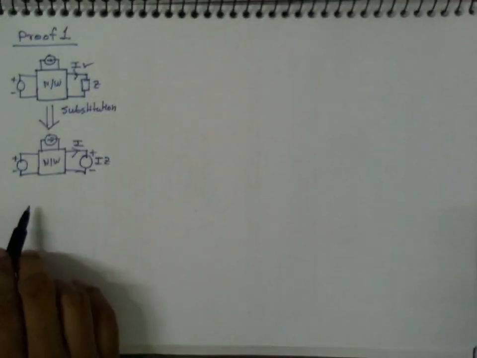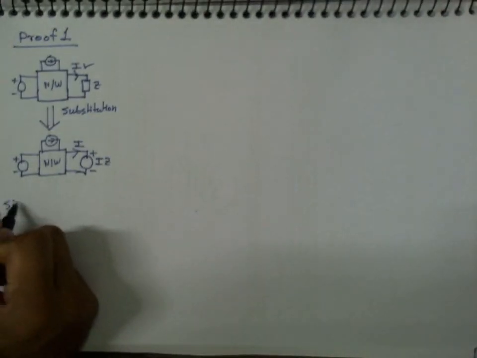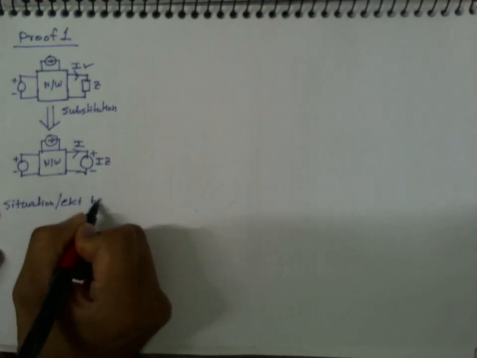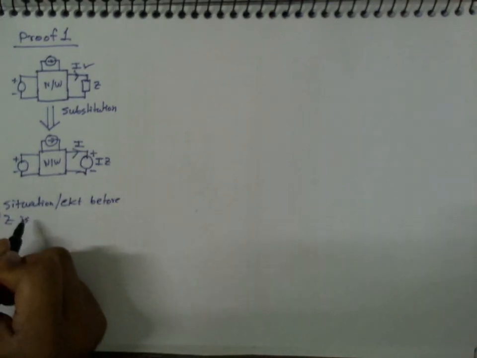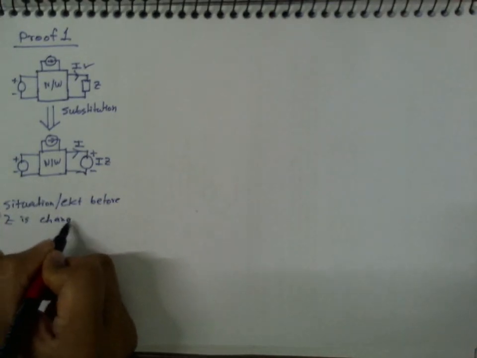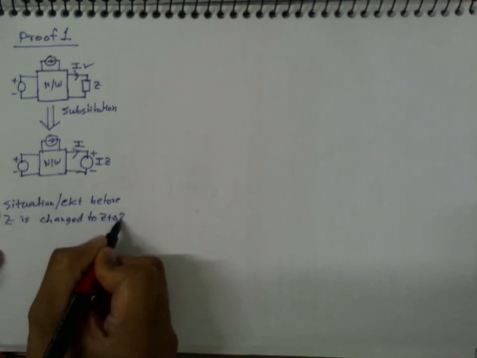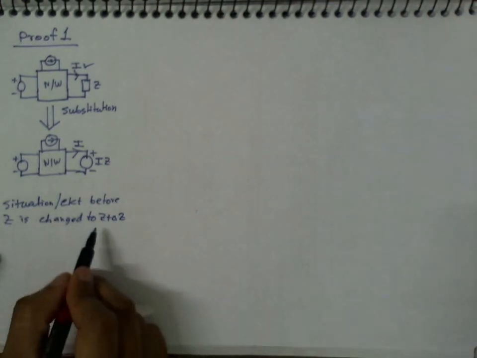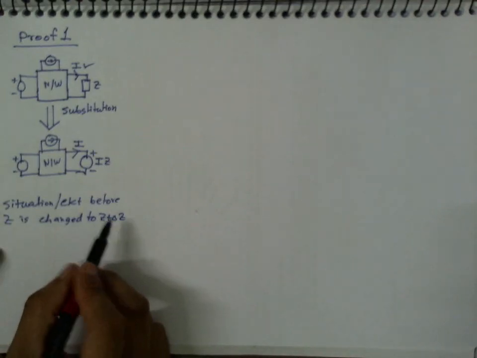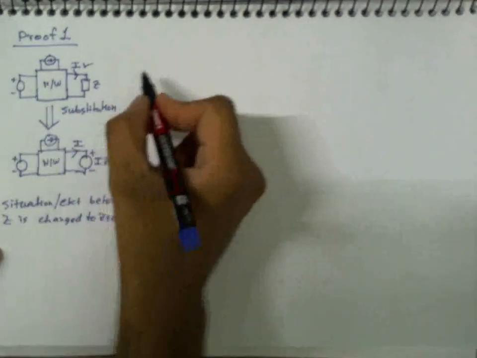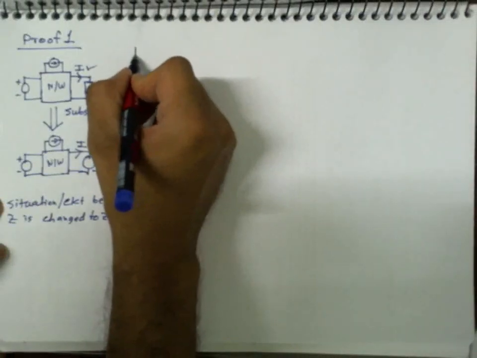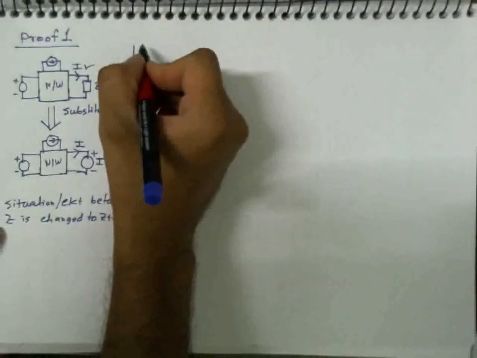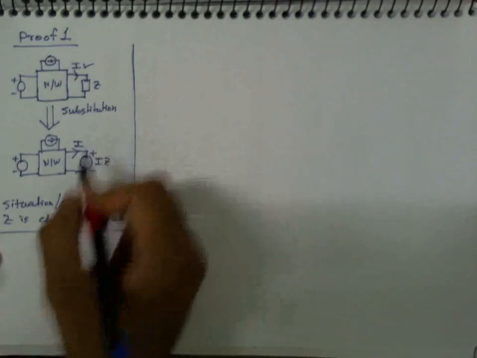This is the situation, or circuit, before Z is changed to Z plus delta Z. Okay, let's keep it aside, we'll need it very soon. So this is the situation before modification of Z.